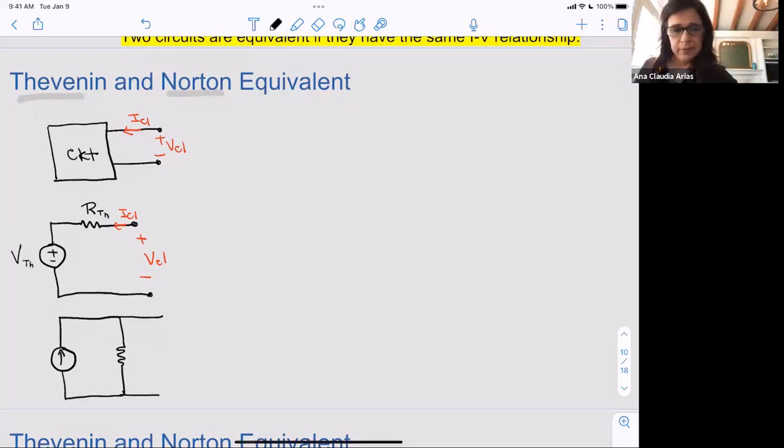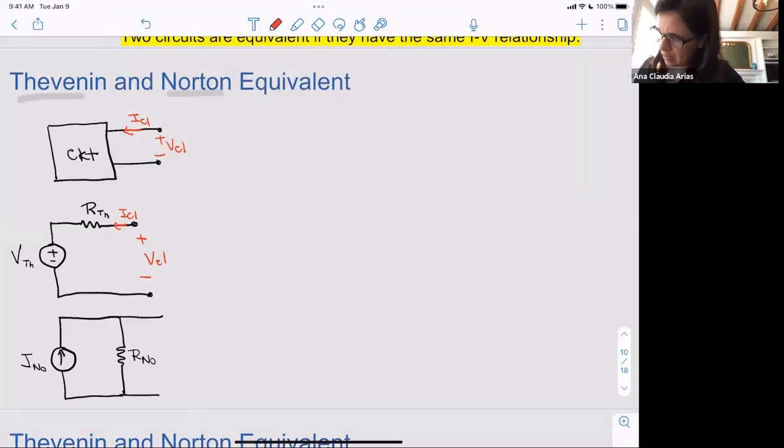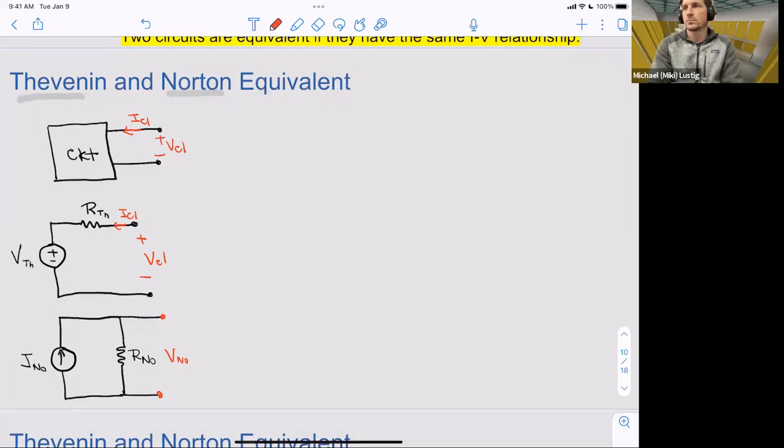This is the Norton equivalent when you use a current source. So I'll call the current that's given I Norton. The resistor, I will have resistance R Norton. And then what else do I need to define here? I need to say, okay, there will be a voltage across here, which will be V Norton. So let me just name them.